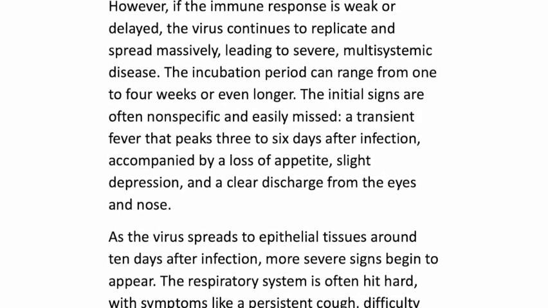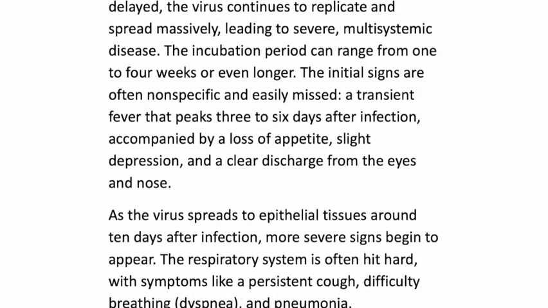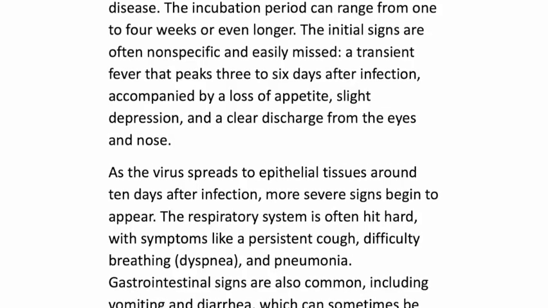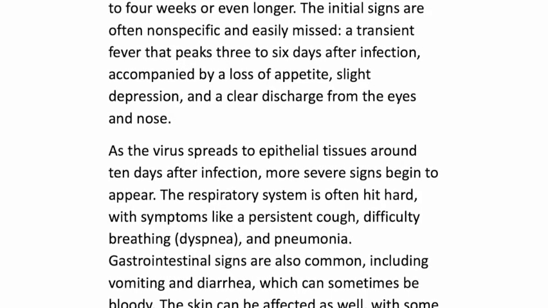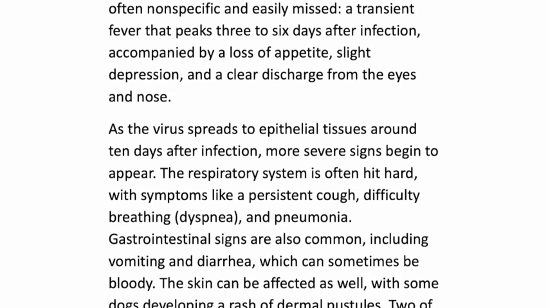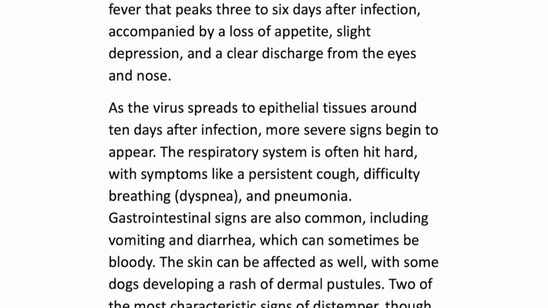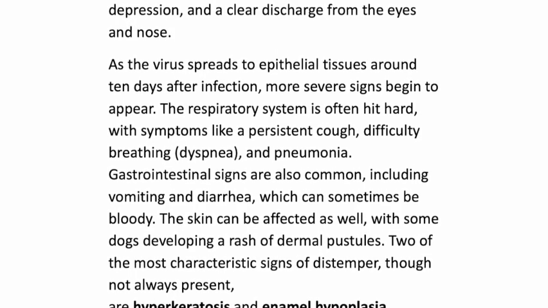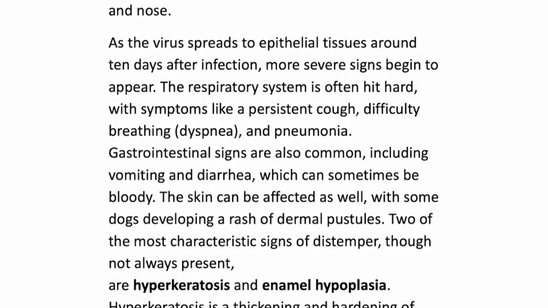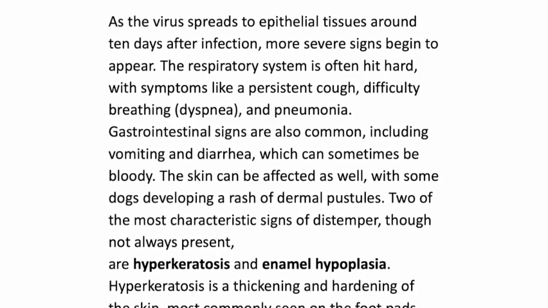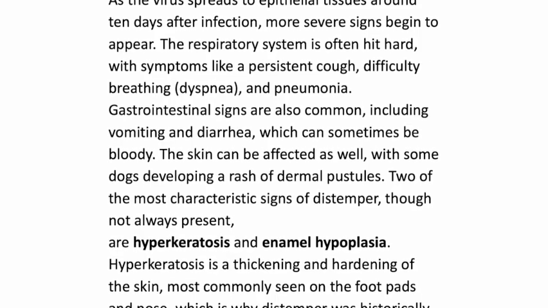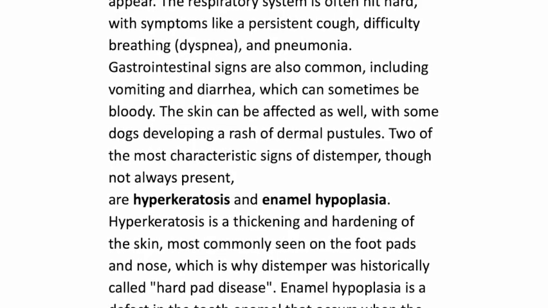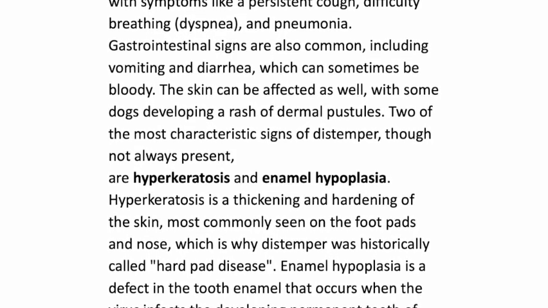The initial signs are often nonspecific and easily missed: a transient fever that peaks 3 to 6 days after infection, accompanied by a loss of appetite, slight depression, and a clear discharge from the eyes and nose. As the virus spreads to epithelial tissues around 10 days after infection, more severe signs begin to appear. The respiratory system is often hit hard, with symptoms like a persistent cough, difficulty breathing, dyspnea, and pneumonia. Gastrointestinal signs are also common, including vomiting and diarrhea, which can sometimes be bloody. The skin can be affected as well, with some dogs developing a rash of dermal pustules.